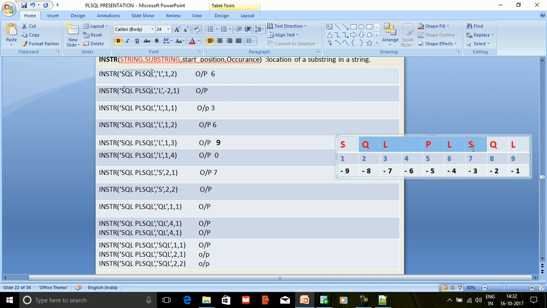But you are asking for the second occurrence, right? So it will not return 7. Next, S is equal to Q? No. S is equal to L? No. Is there any second occurrence? No. So that's why the output would be 0.